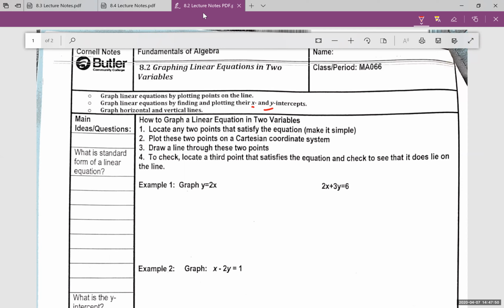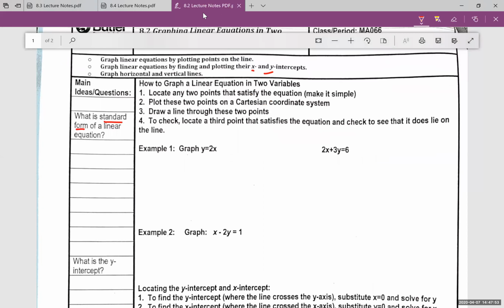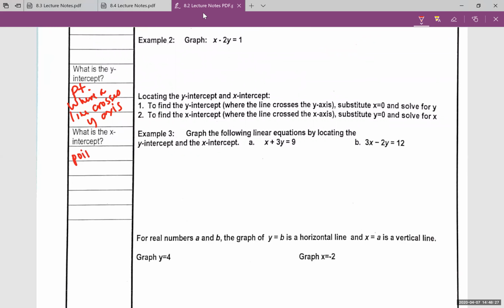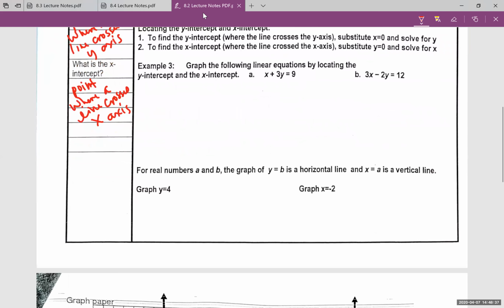Okay, first off, just a little bit of lingo here. When the book talks about standard form, that is something in the form ax plus by equals c, and there can be no fractions in standard form. I don't know that you'll need to know this for this chapter, but just so you know that. When we talk about the y-intercept, this is simply the point where a line crosses the y-axis. And when we talk about the x-intercept, it's the point where a line crosses the x-axis. So let me demonstrate.